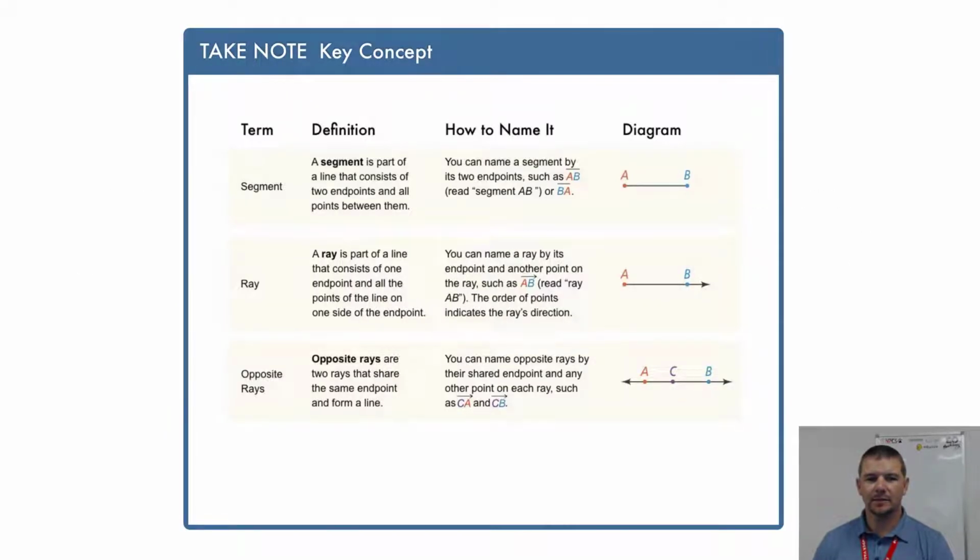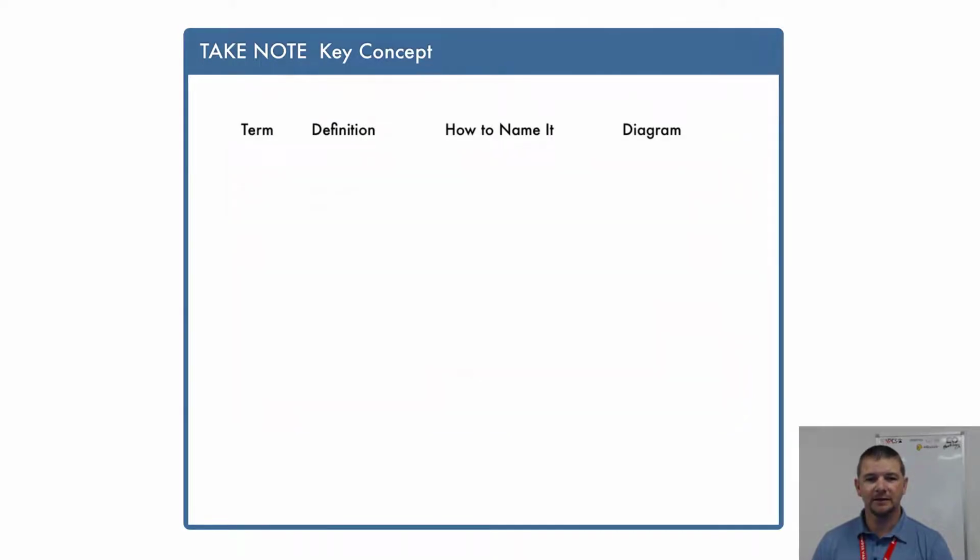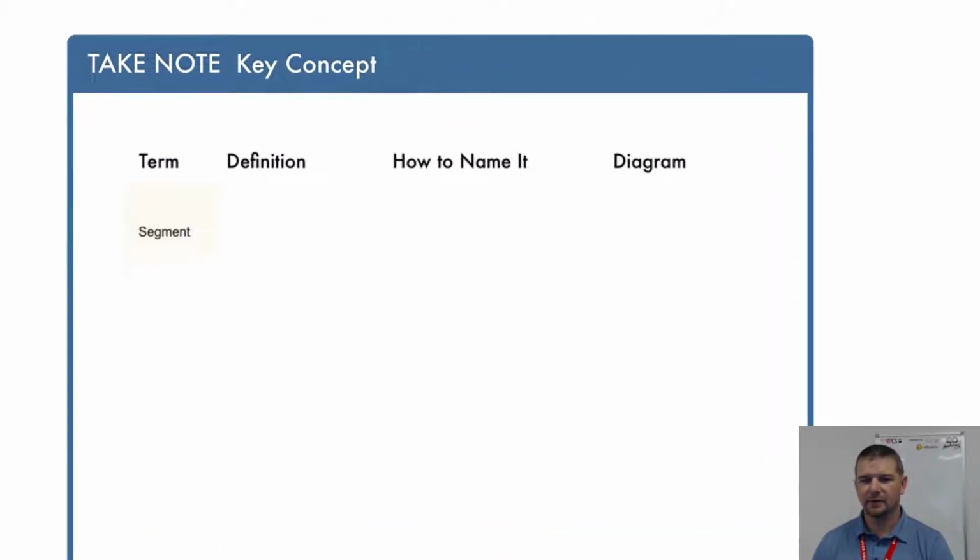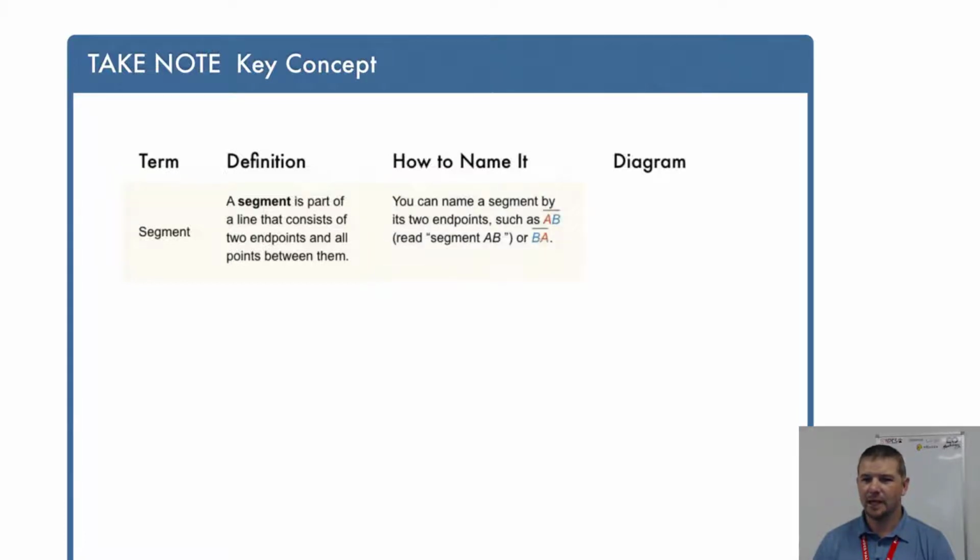Take note, key concept. We'll see terms on the left, definitions next to those. As we continue to the right, how to name it. And finally, diagrams on the far right. First, the term segment. Definition: a segment is part of a line that consists of 2 endpoints and all the points between them. How to name it? You can name a segment by its 2 endpoints, such as AB with this line segment symbol over the top. We read that segment AB. It could also be named as segment BA. In a diagram, here is the segment AB.